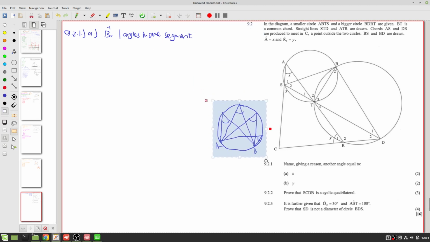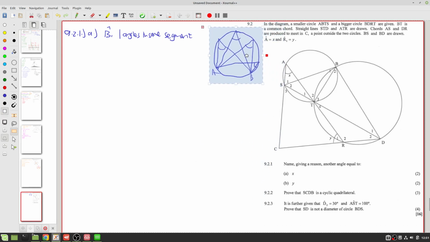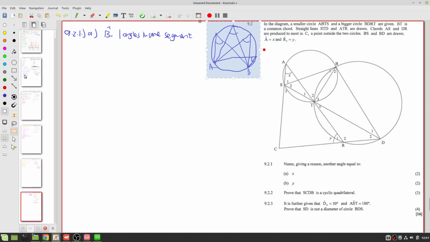Okay, let's move this out of the way a bit. Where should we put it? Well, let's just put it there, that's fine. Okay, 9.2.1 number B. Now we need to find another angle equal to y. So we know this is y. Which other angle would be equal to y? And again, for 2 marks, it's just an answer and a reason, so it's a single, straightforward reason. We don't have to do calculations.